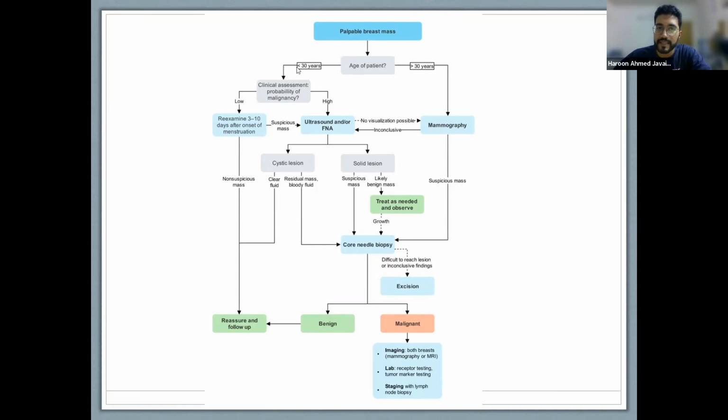However, if the patient is less than 30 years old, usually the first line is going to be an ultrasound, followed by a fine needle aspiration. Over here, if you suspect it's cystic, it's clear fluid, you would just follow up because you think that this is benign. You just tell the patient, come back after 6 months or so, just to see if it has progressed, increased in size, something like this.